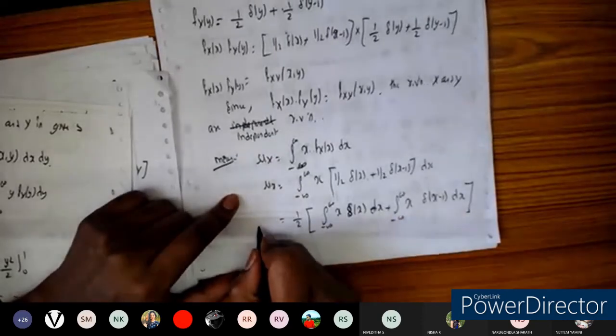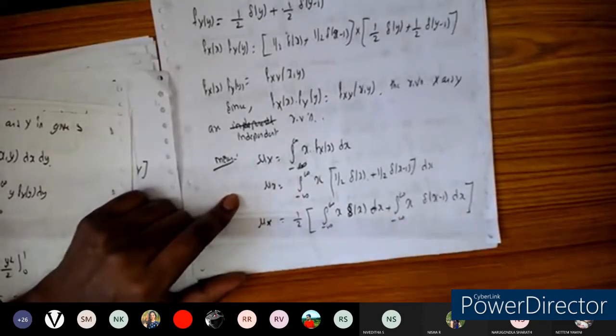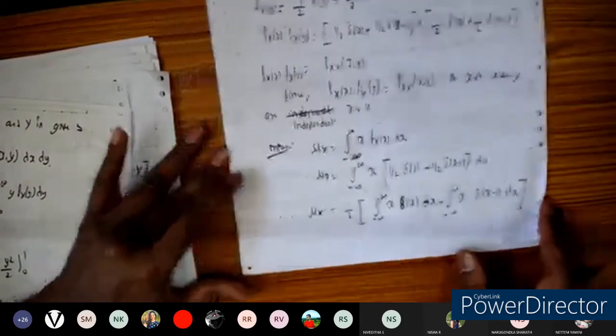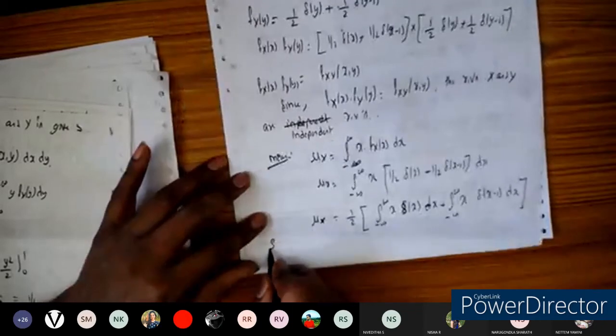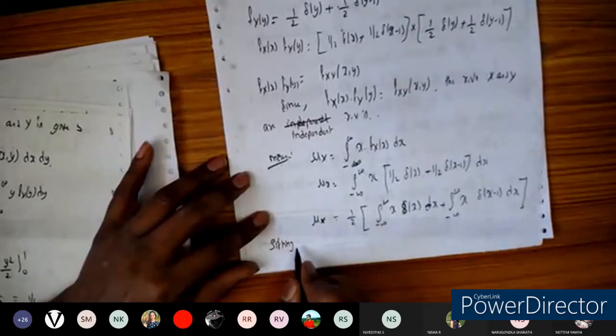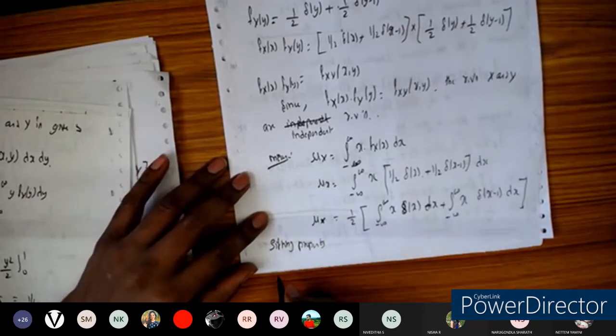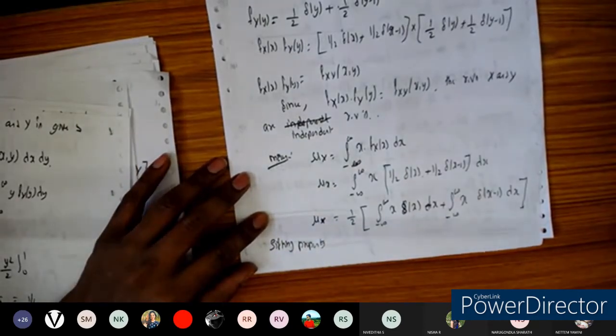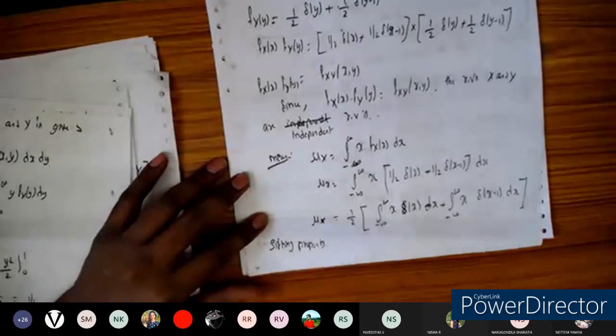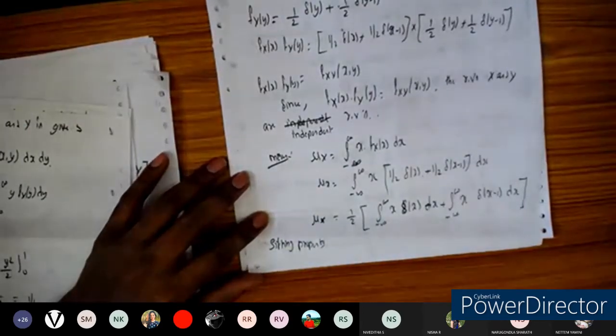To integrate this, we are going to make use of one of the properties of the impulse function, called the shifting property. You have already come across it in signals. The shifting property is very important; many times you will use it in communication, everywhere. So as per the shifting property, can anyone tell me what the shifting property says?